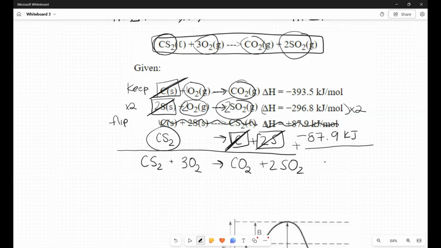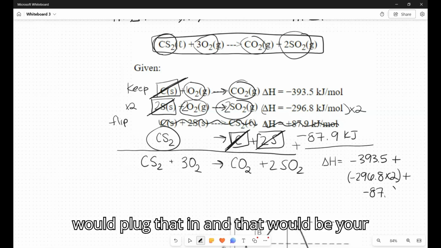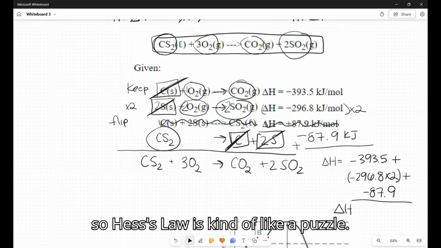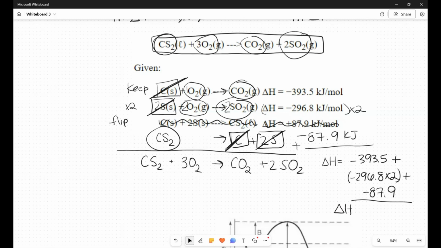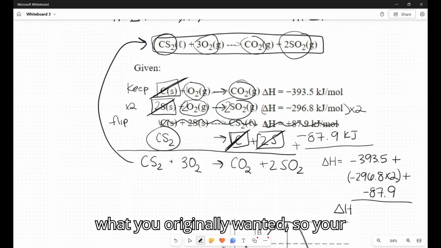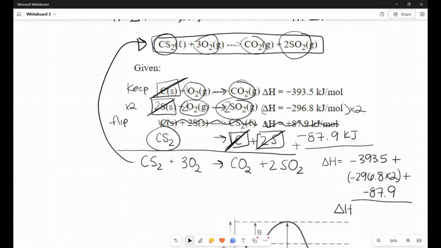So our delta H will be negative 393.5 plus the negative 296.8 times 2 plus the negative 87.9. And you would plug that in, and that would be your overall enthalpy value. Okay, so Hess's law is kind of like a puzzle. Make sure it matches at the end what you originally wanted. So your overall reaction should be the same as the overall.